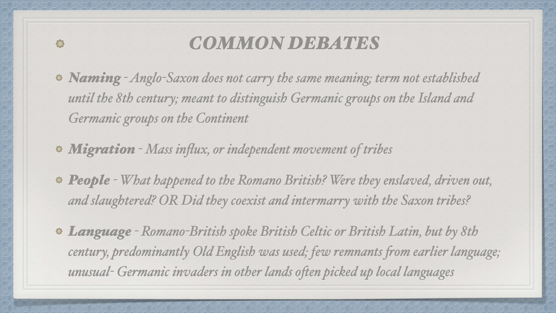A central piece of evidence to these debates resides in the language of this time, which is Old English, of course, what we call it now. The Romano-British spoke British Celtic or British Latin, but by the 8th century, the language we now refer to as Old English was spoken. The language had few remnants of the original Celtic or Latin, which was unusual because German invaders in other lands often picked up the local language. But in this instance, they replaced the language of the Britons. So that's an interesting piece of information.